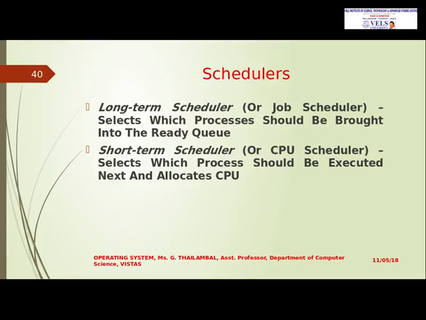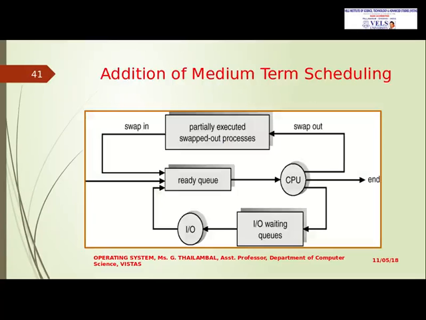That means so many processes have come to the system, and which process needs to be selected to be placed in the ready queue is decided by the long term scheduler, or job scheduler. And the short term scheduler is otherwise called the CPU scheduler. I have so many processes in the ready queue; which process needs to be allocated to the CPU for execution will be decided by the short term scheduler, or CPU scheduler. And you also have a medium term scheduler.